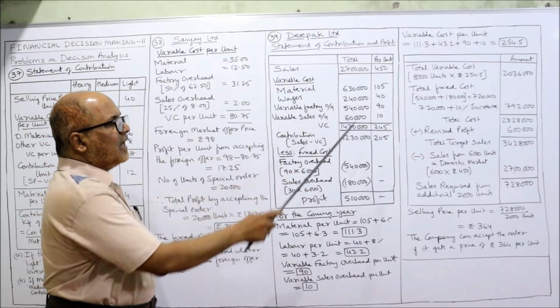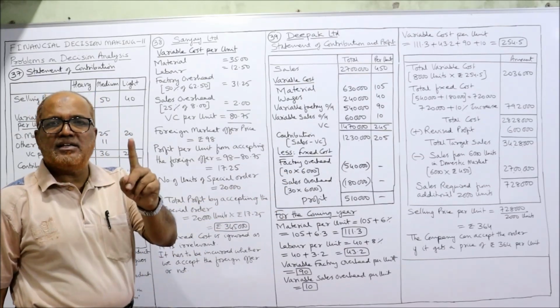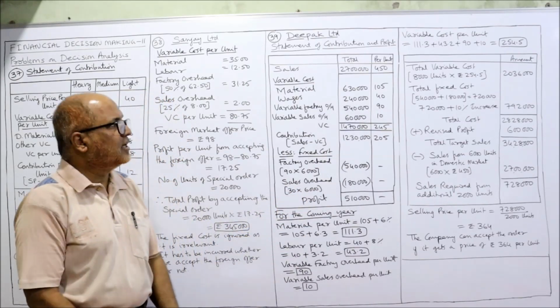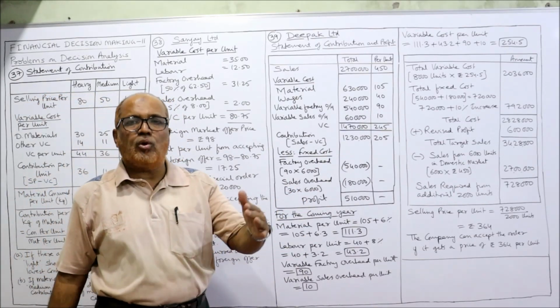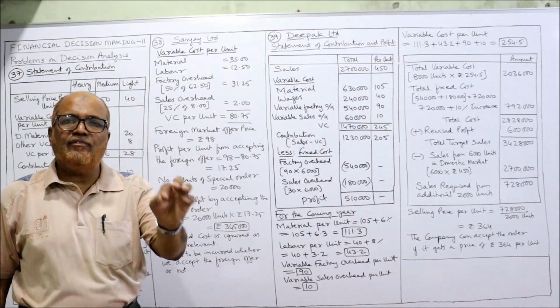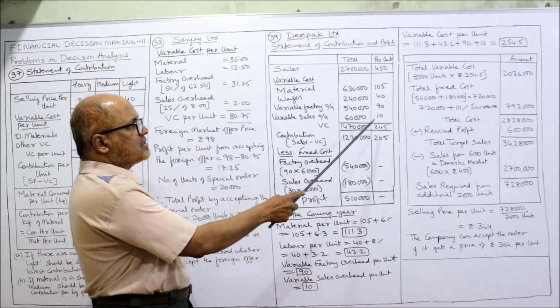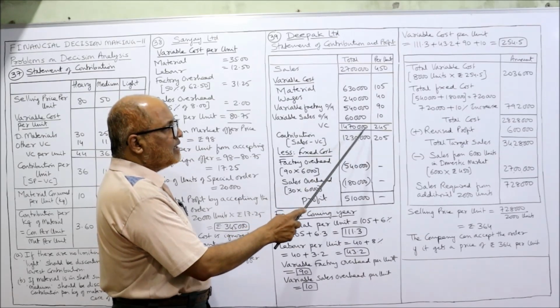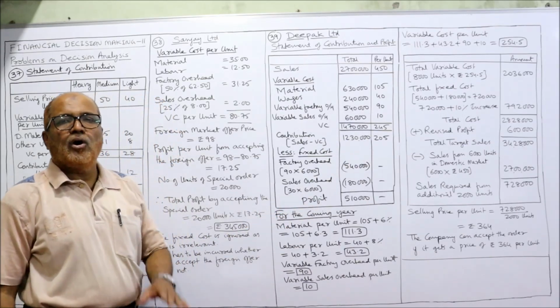Then variable overhead 90 rupees. Actually 180 is given, 50% we have taken 90. 90 into 6,000, 5 lakh 40,000. Similarly, variable sales overhead 40 rupees is given, 25% variable. So 10 rupees into 6,000, 60,000. Total variable cost 14 lakh 70,000, 245 per unit.